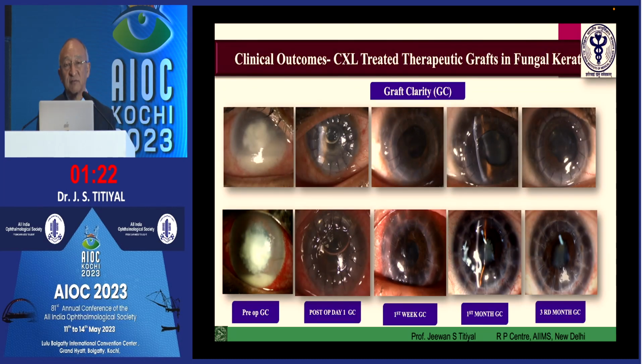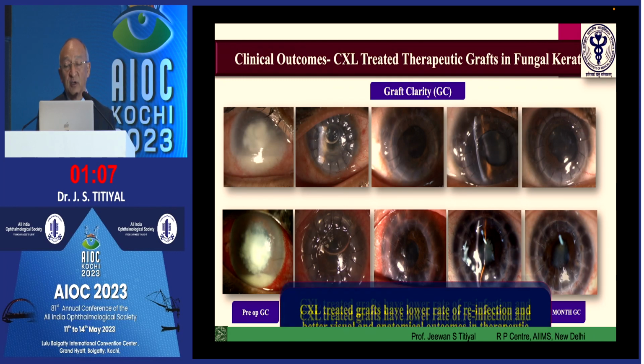This is one concept we have developed. If you cross-link your donor corneas, the effectivity of this cornea may be much more. We found that the clarity of the tissue was better and the recurrence of infection was less if you use the cross-linked donor cornea for therapeutic grafts, especially in fungal corneal ulcers.